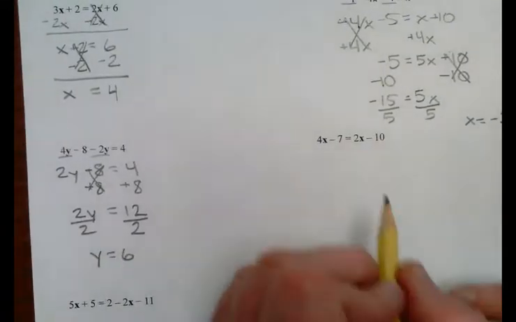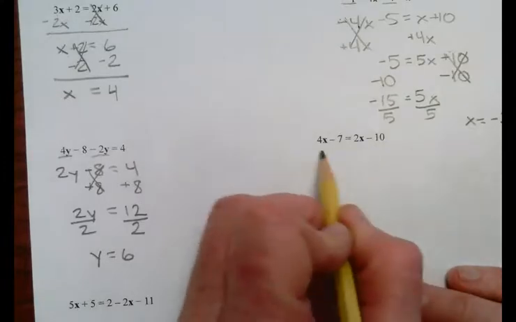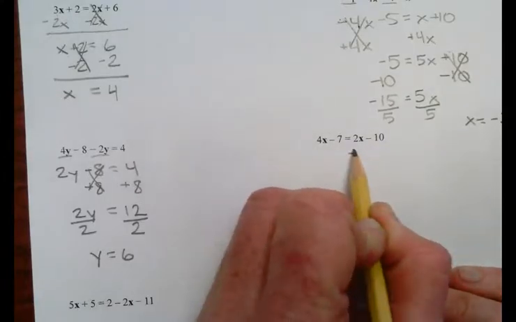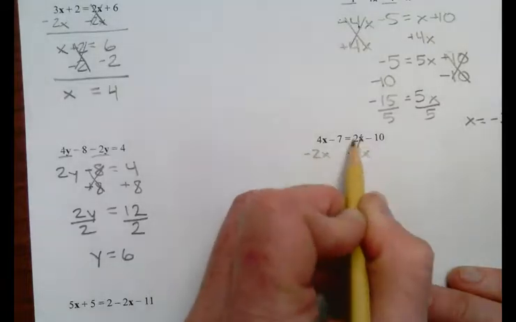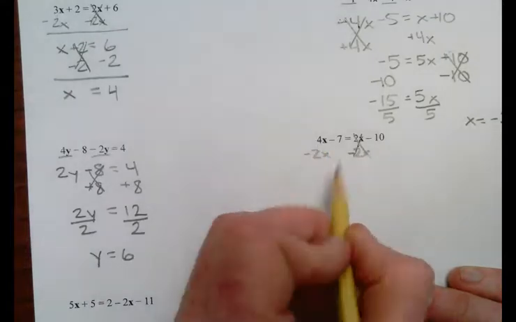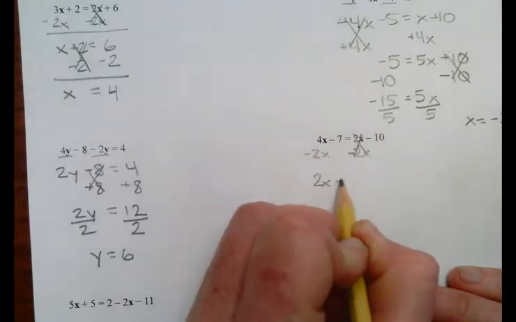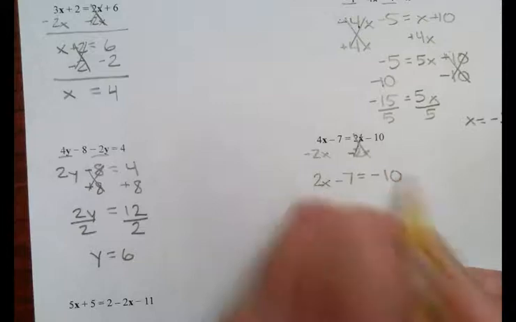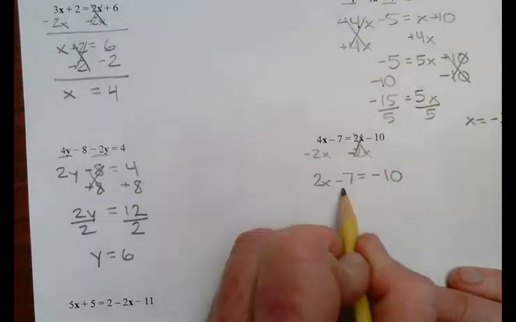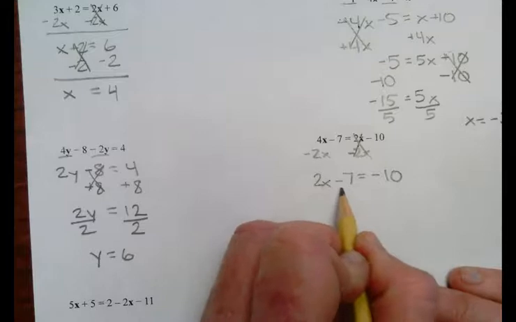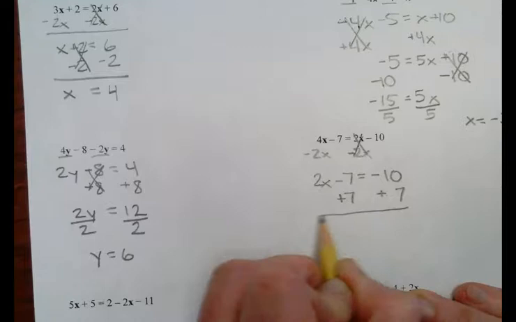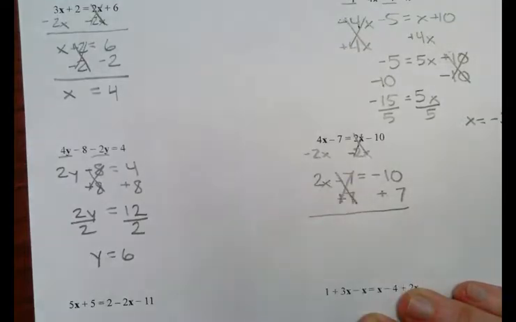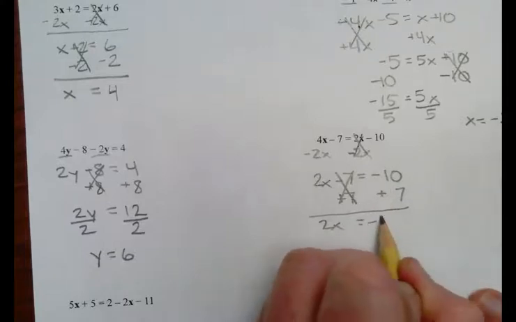Okay. All right, we got to get x on one side. So I can either remove 4 or remove 2. I'm going to remove 2 so that I can work with positive numbers. Zero pair. So this is going to be 2x minus 7. Need to get rid of this because I want x by itself. So a -7, I'm going to create a zero pair by adding 7. So now I have 2x is equal to -10 plus 7 is -3.